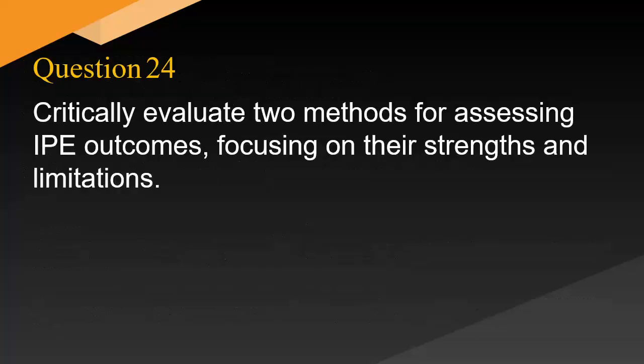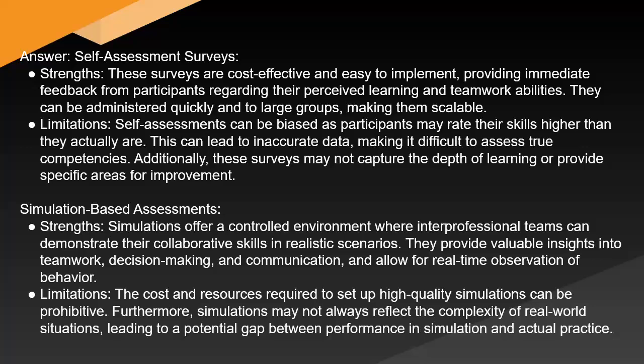Critically evaluate 2 methods for assessing IPE outcomes, focusing on their strengths and limitations. Answer: self-assessment surveys. Strengths: these surveys are cost-effective and easy to implement, providing immediate feedback from participants regarding their perceived learning and teamwork abilities. They can be administered quickly and to large groups, making them scalable. Limitations. Self-assessments can be biased, as participants may rate their skills higher than they actually are. This can lead to inaccurate data, making it difficult to assess true competencies.